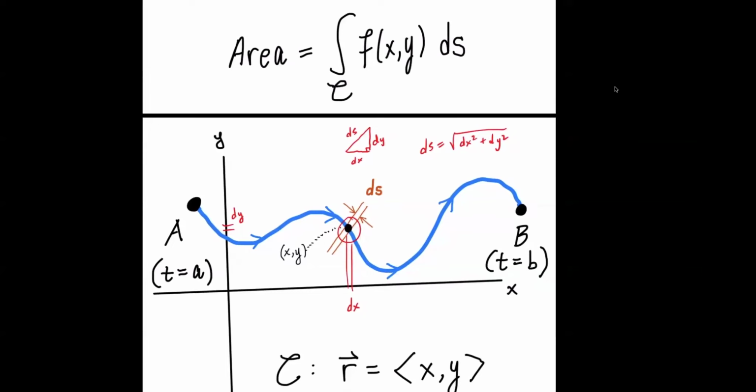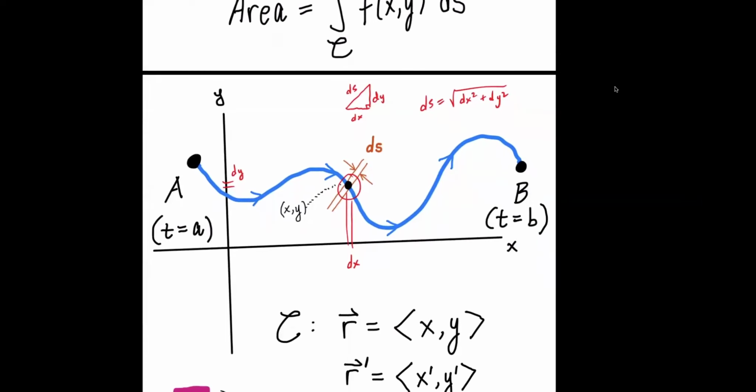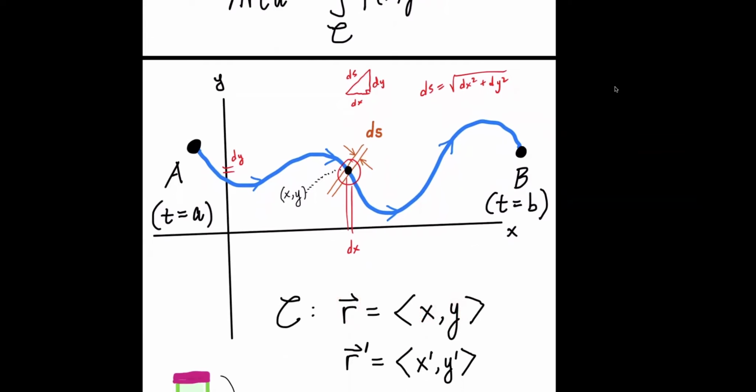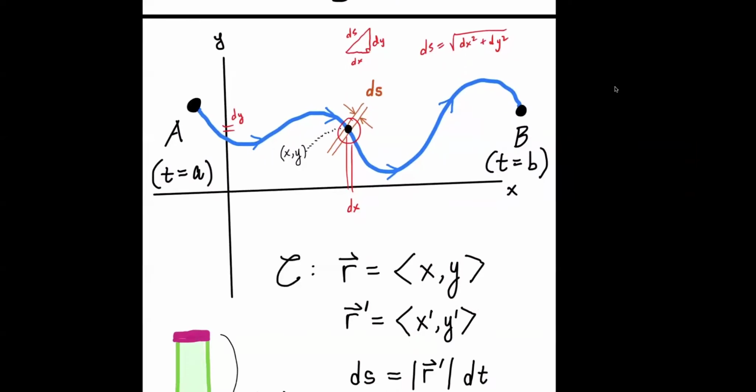Now, a typical space curve is given by a parameterization. We have the space curve C defined by some parametric function, some position function, where x and y here are functions of a time variable t. And given this position vector, taking the derivative, we get the velocity like this. And then one can define ds as the length of the velocity vector, or rather the speed, times dt.